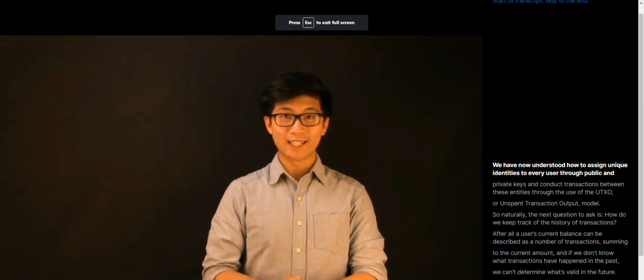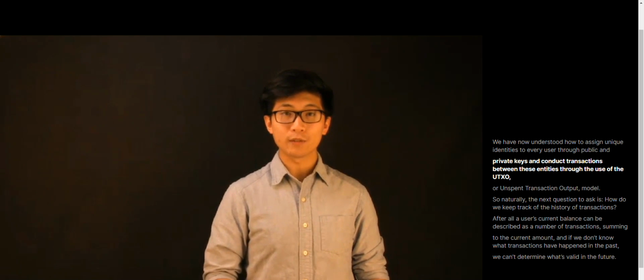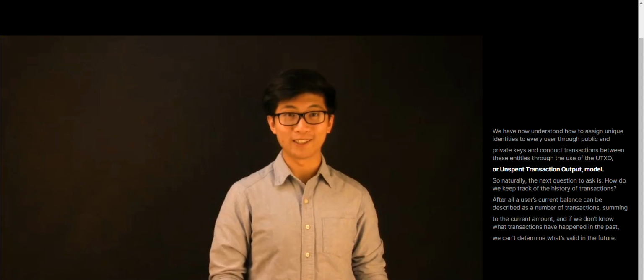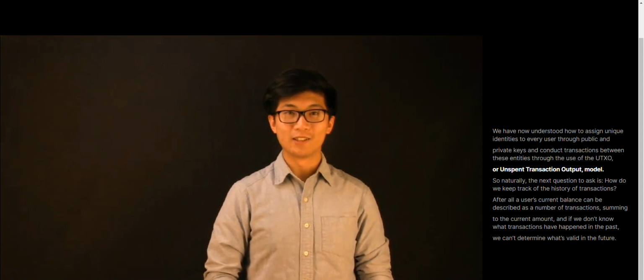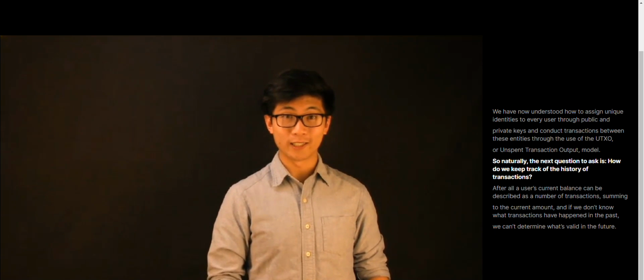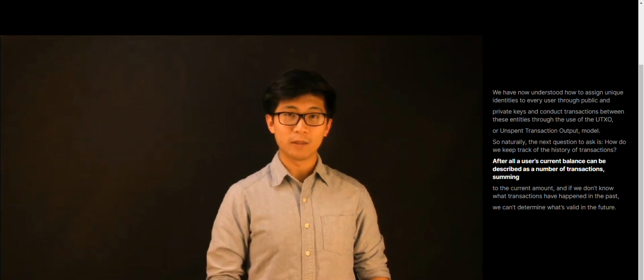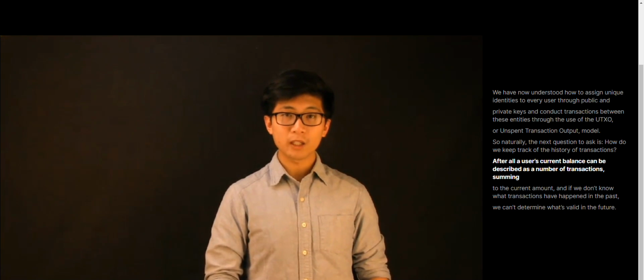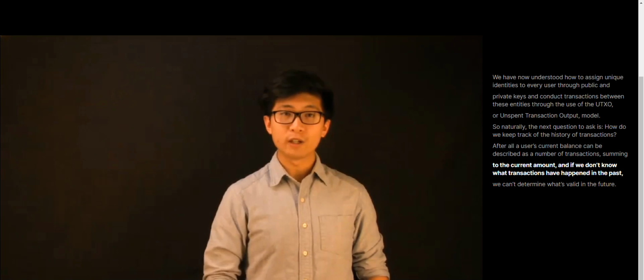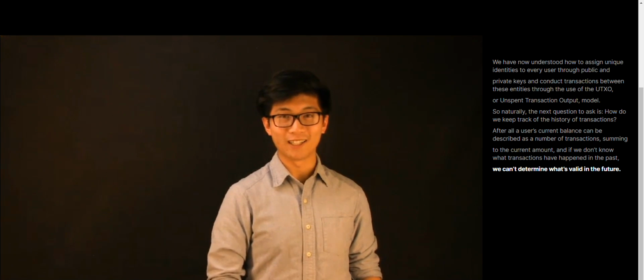how to assign unique identities to every user through public and private keys, and conduct transactions between these users through the use of the UTXO or unspent transaction output model. So naturally, the next question to ask is, how do we keep track of the history of transactions? After all, a user's current balance can be described as a number of transactions, summing up to a current amount, and if we don't know what transactions happened in the past, we can't determine what's valid in the future.